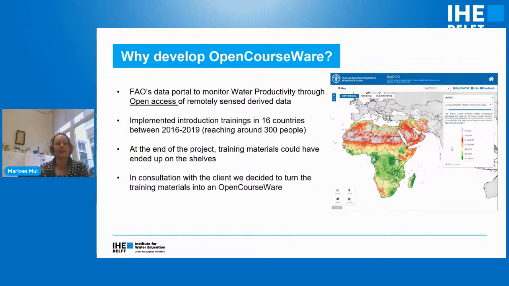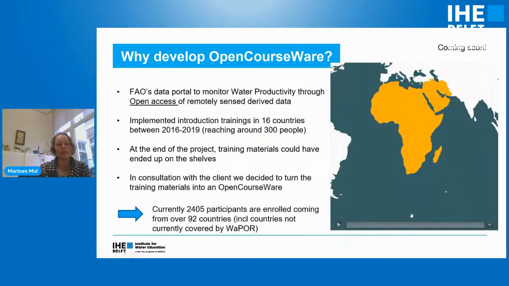So over these 3 years, we reached around 300 people. At the end of the project, so this was the first phase, we just started a second phase, we had all these training materials, and they could have ended up on the shelves because the project had ended. At the end of the project, we had a little budget available, and with the client's approval, we also decided to turn this training material into an OpenCourseWare.